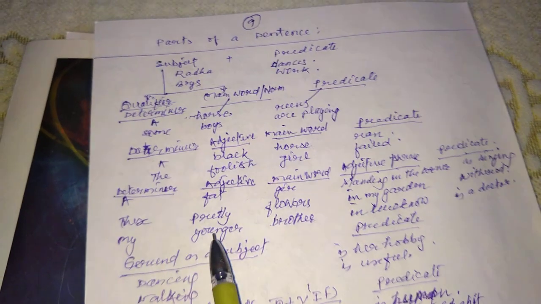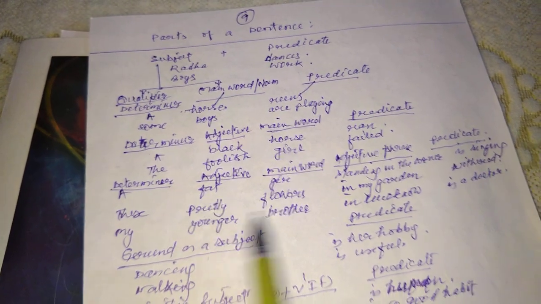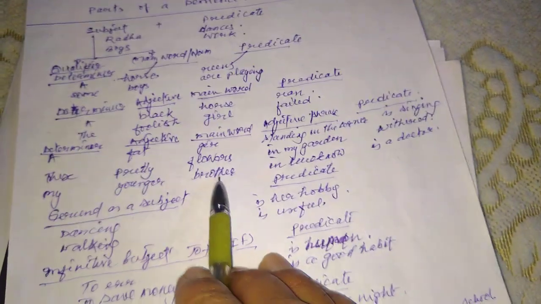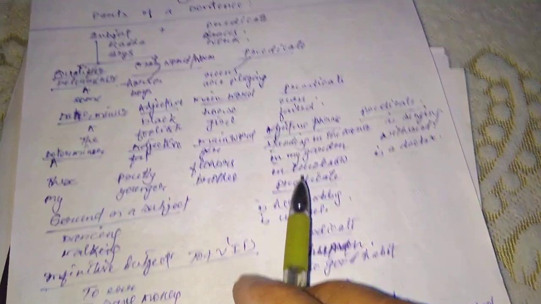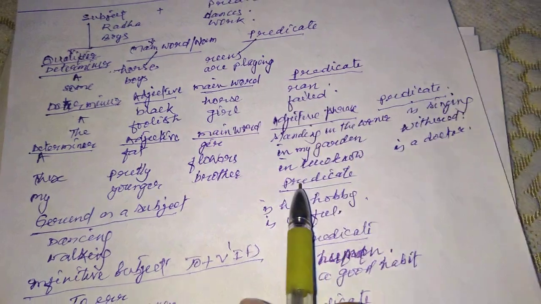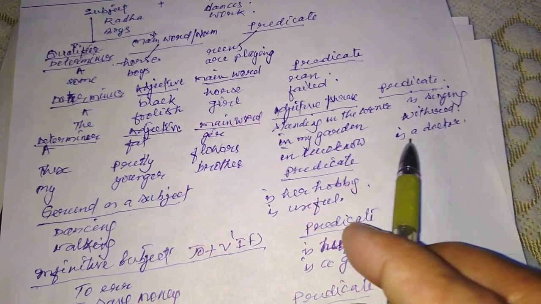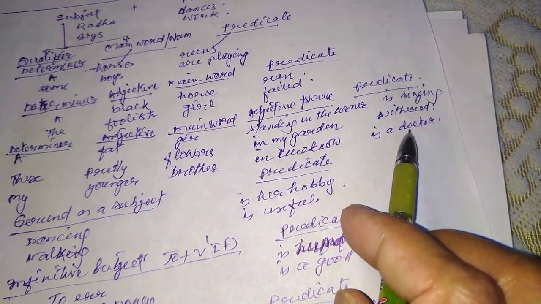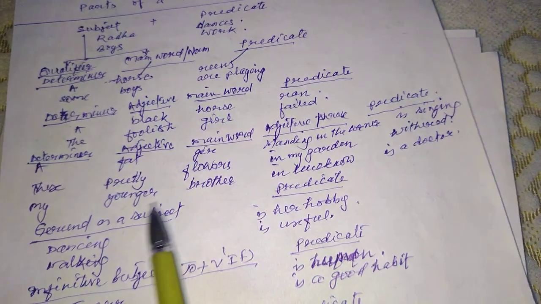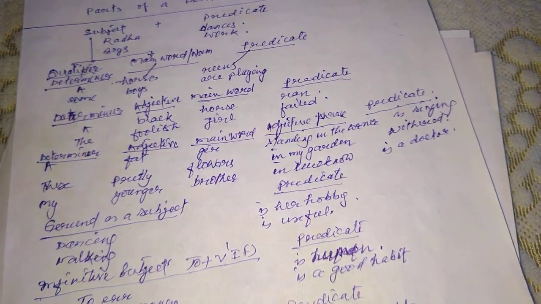Next, one more example: my younger brother in Lucknow is a doctor. मतलब मेरा वो भाई जो लखनऊ में है वो डॉक्टर है.